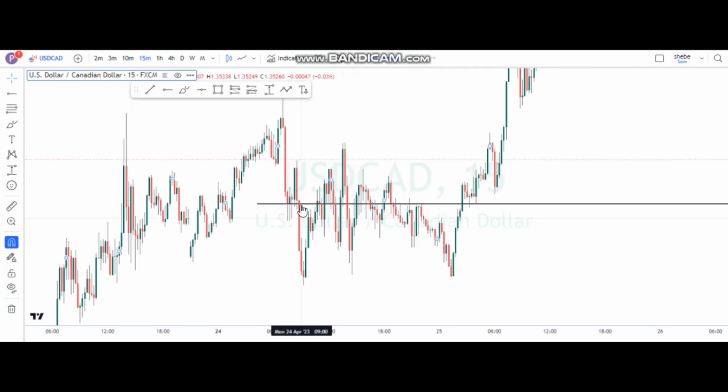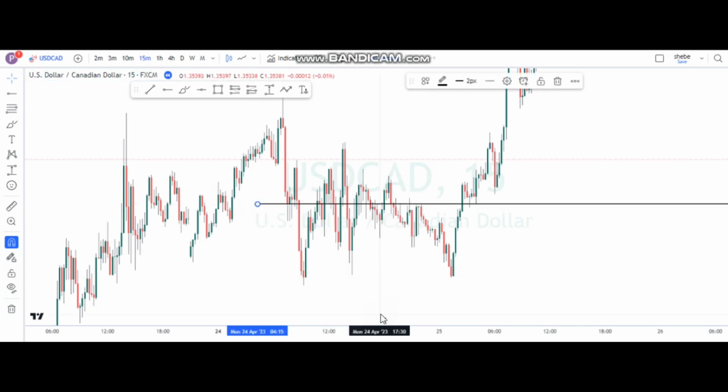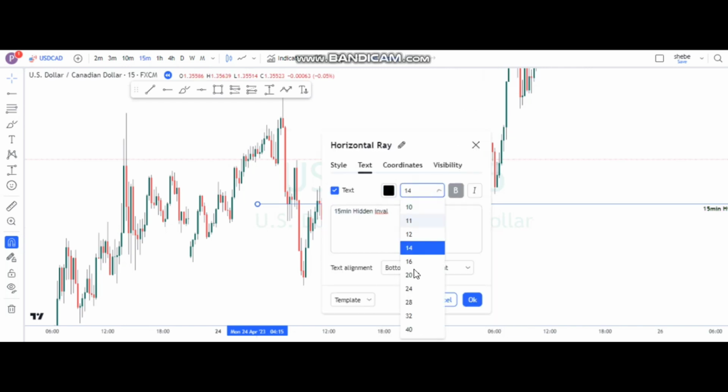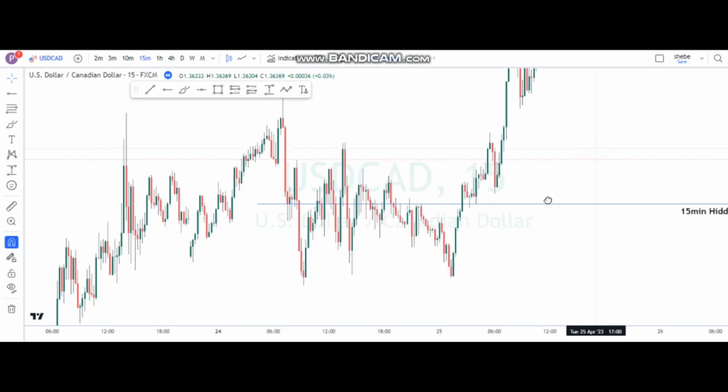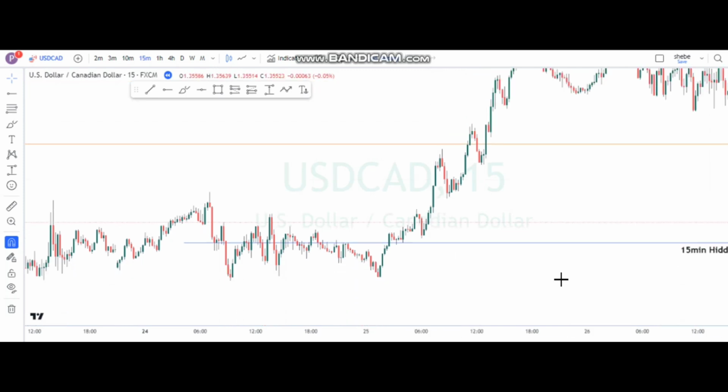But if you try to look afresh, when the price broke around here and came back, it did not test this one, it went below, and that makes this one our 15 minutes hidden invalidation point. Let me name it afresh, like this one becomes our 15 minutes hidden invalidation point. Why not this point? Because this break is less than 1 pip.